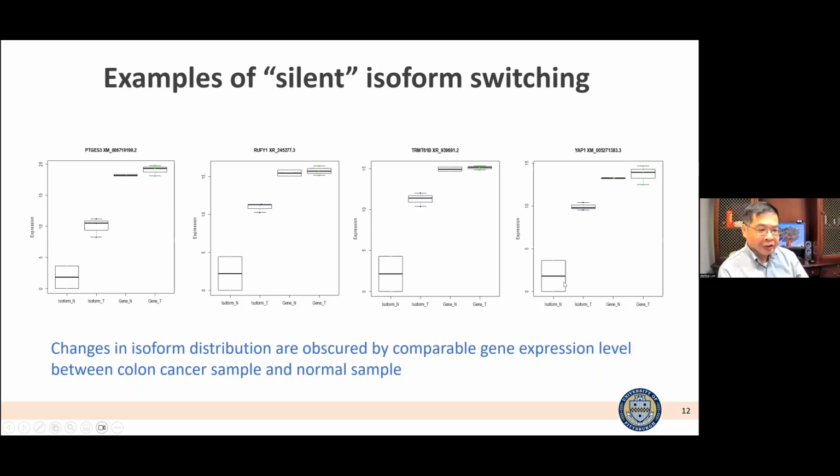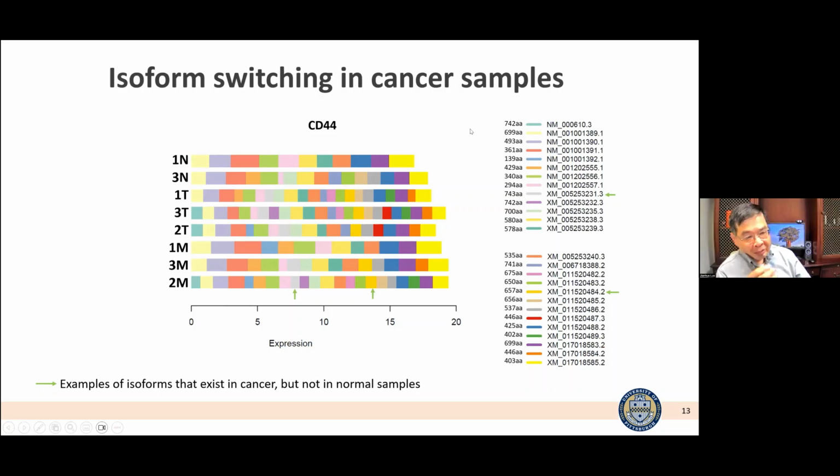And interestingly, CD44 is one of the important oncogenes in liver cancer and colon cancer. Actually, this particular gene has 26 isoforms. So when you say you have upregulation or downregulation of CD44, you don't know which. It is also probably one of the important ones in prostate cancer.